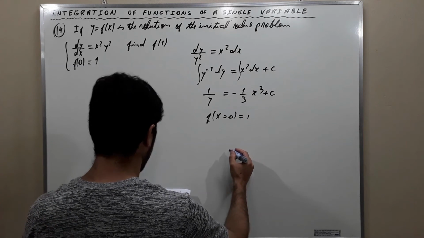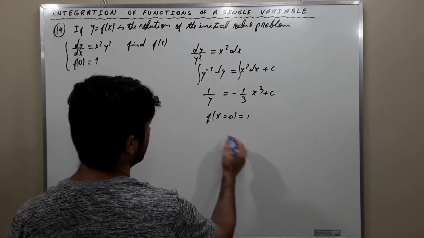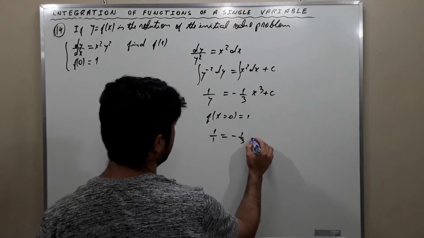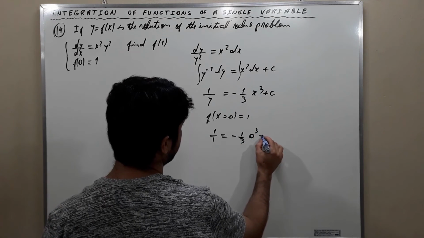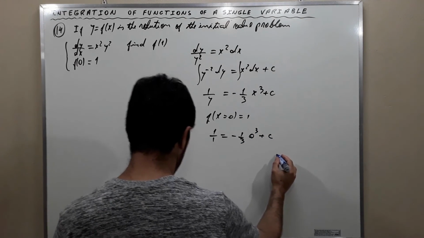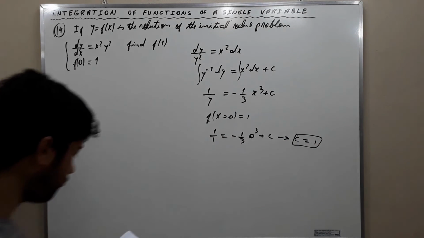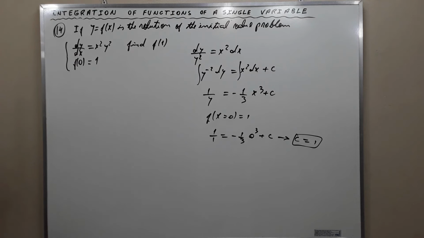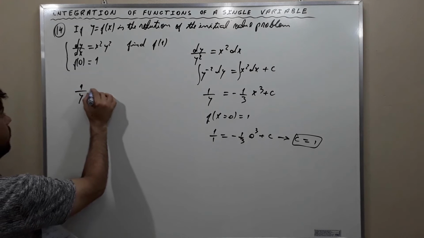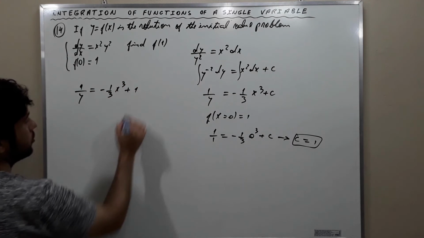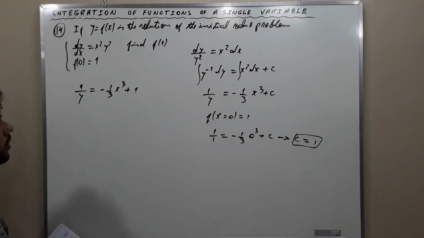And in this way, we get that 1 over 1 is equal to the negative of a third, 0 cubed plus c, and we get that c is equal to 1. Okay? This is the value of the constant of integration. Using this value, we get a third of x cubed plus 1. Okay, this is the expression of f of x.